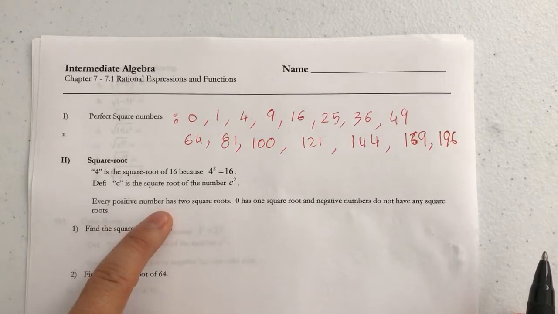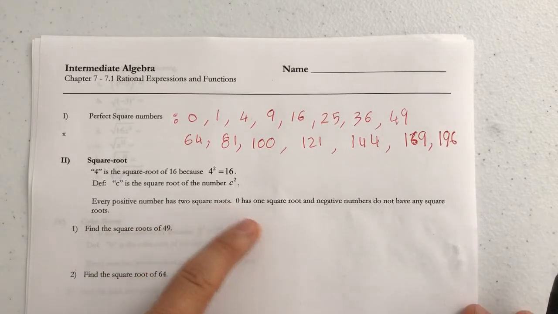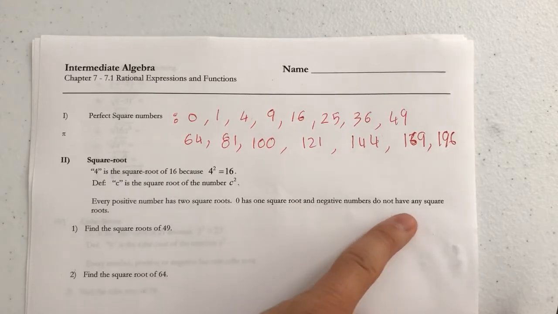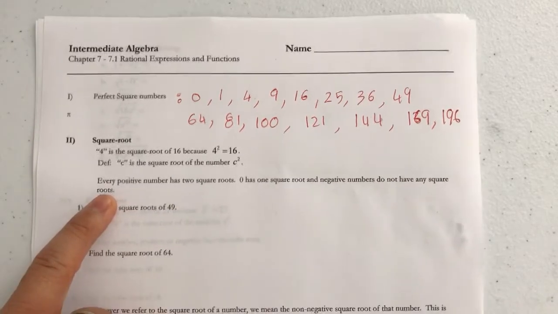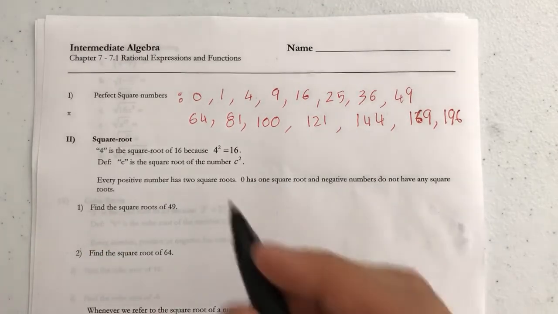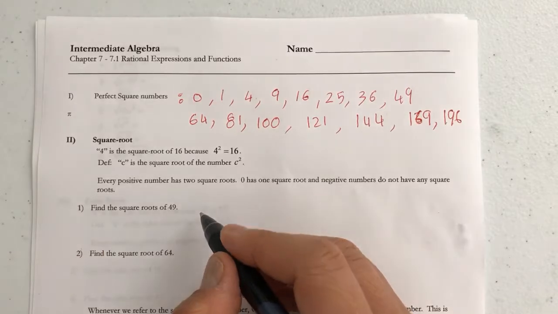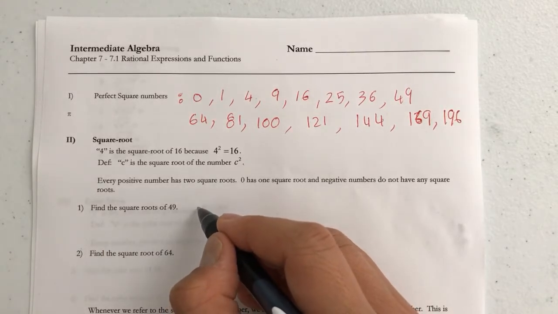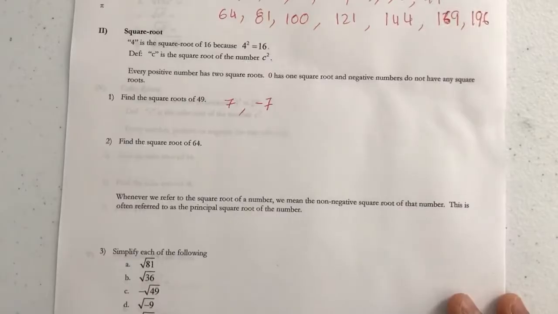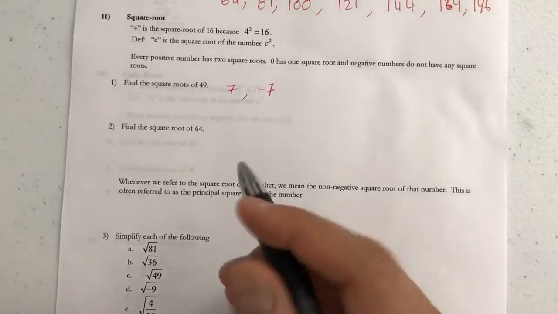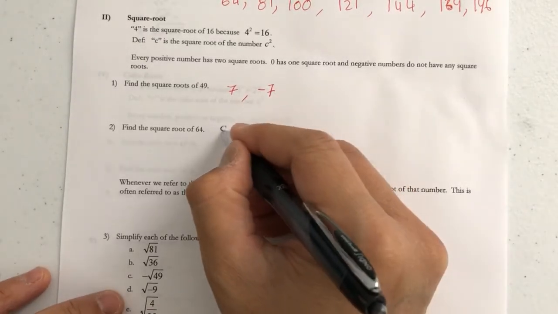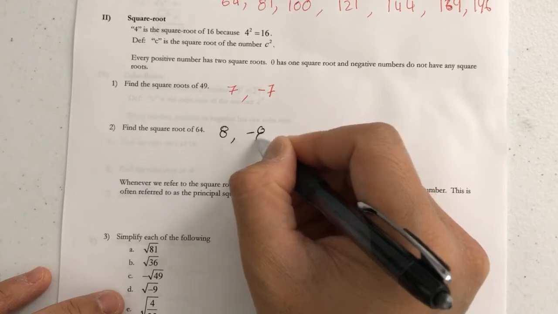Every positive number has 2 square roots. 0 has 1 square root. Negative numbers do not have any square roots. Find the square root of 49. So ask yourself, what number squared gives you 49? Turns out that's 7 and also negative 7. Find the square root of 64. So what number squared gives you 64? Well, that's 8 and also negative 8.